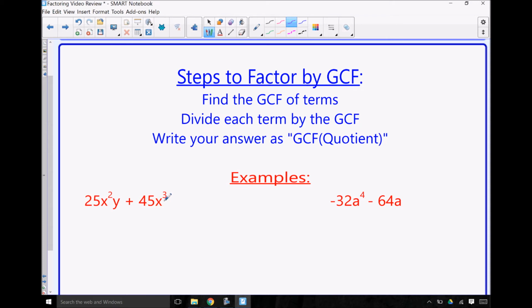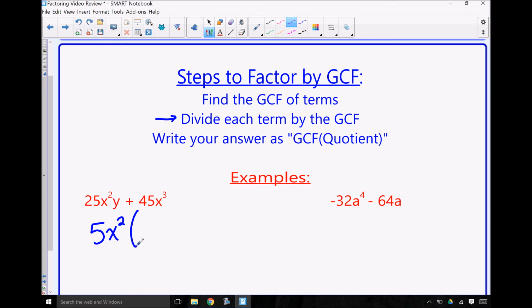So the largest number I can divide 25 and 45 by is 5. Then I look at my x squared and my x to the third power. There's x's in common with both terms, so I include x in my GCF, but I actually want to include x to the second power because I'm looking for my lowest exponent. There's no y in common with both of these, so I do not include a y in my GCF. So now the next step says to divide each term by the GCF.